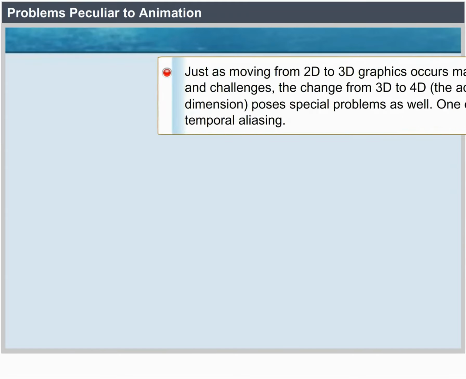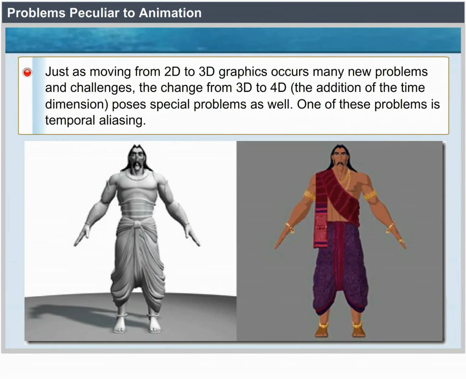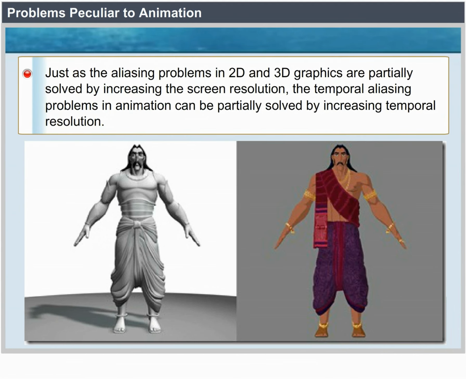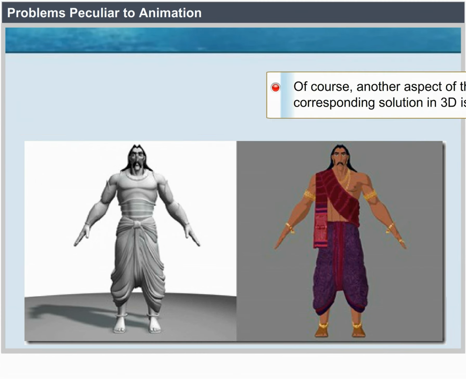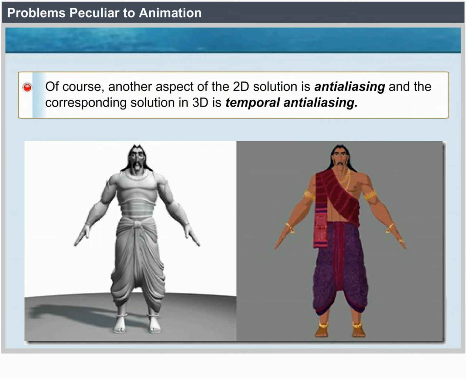Problems peculiar to animation. Just as moving from 2D to 3D graphics introduced many new problems and challenges, the change from 3D to 4D, the addition of the time dimension, poses special problems as well. One of these problems is temporal aliasing. Just as the aliasing problems in 2D and 3D graphics are partially solved by increasing the screen resolution, the temporal aliasing problems in animation can be partially solved by increasing temporal resolution. Of course, another aspect of the 2D solution is anti-aliasing. The corresponding solution in 3D is temporal anti-aliasing.